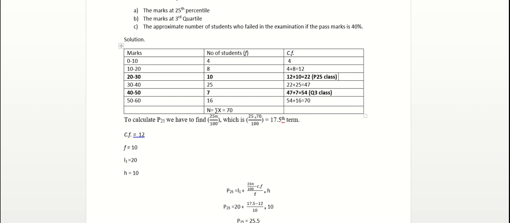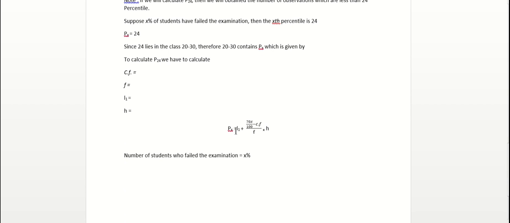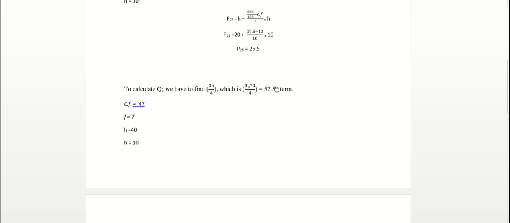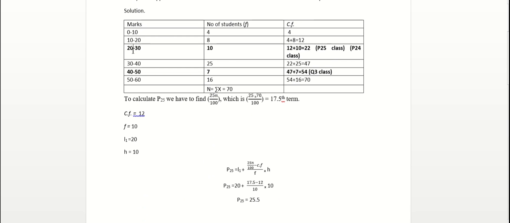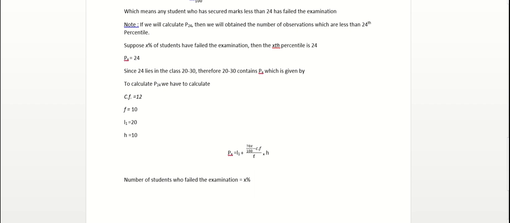So now we will start applying the values. The formula for the P percentile is L1 plus (70x upon 100 minus CF) upon F into H, where x is the number of students who failed. So we will apply the values. If this is the P24 class, then CF is 12, F is 10, L1 is 20, and H, the class interval, is 10. So we will put all these values into the formula, okay.